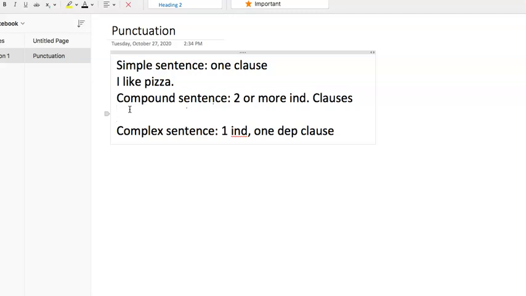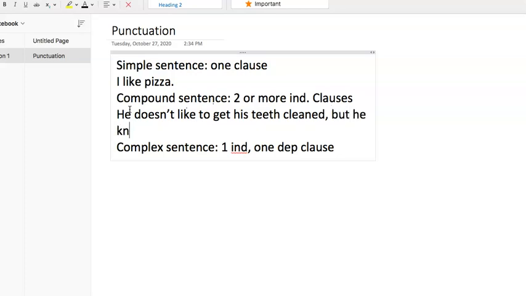All right, so what would that look like? So for a compound sentence, we could get, he doesn't like to get his teeth cleaned, but he knows that it's necessary. Okay, so there we have two independent clauses. Both of them can stand on their own and don't need help from the other clause. Okay, where with a complex sentence, one independent, one dependent clause.